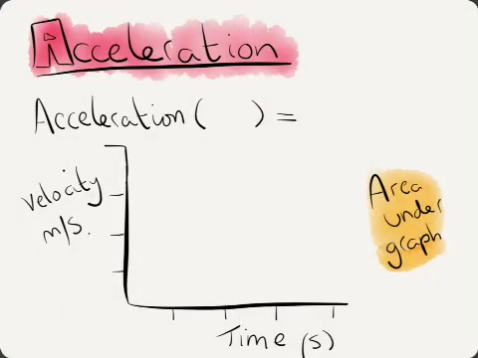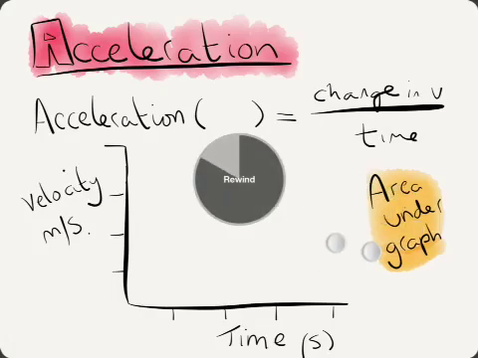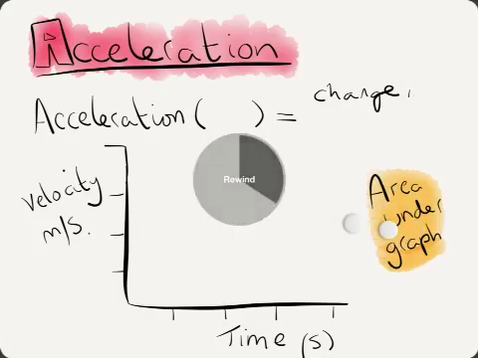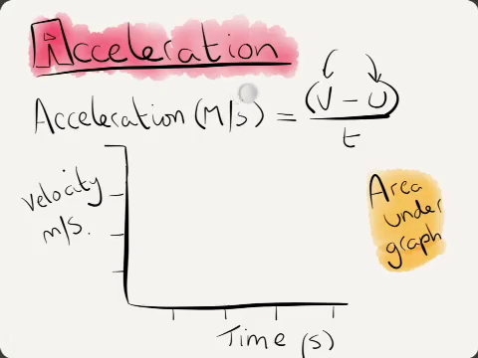Next we went on to acceleration. And acceleration we saw as the change in velocity, v, over the time for that change. Now the equation can be written algebraically like this: v minus u over t. And this is the change. Velocity at the end, velocity at the start. The unit is meters per second squared.